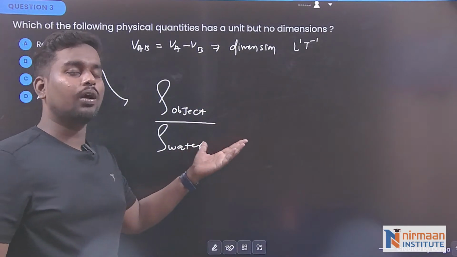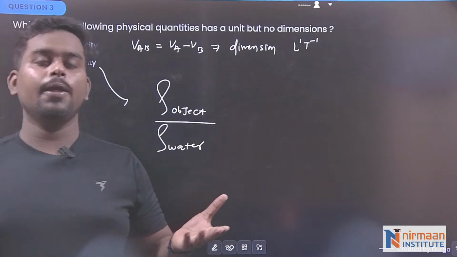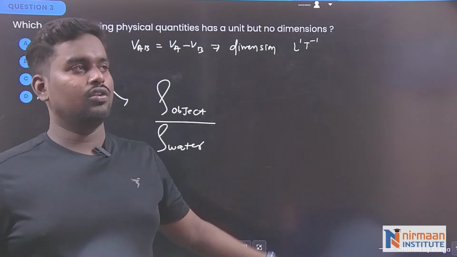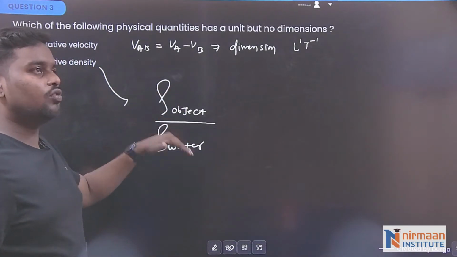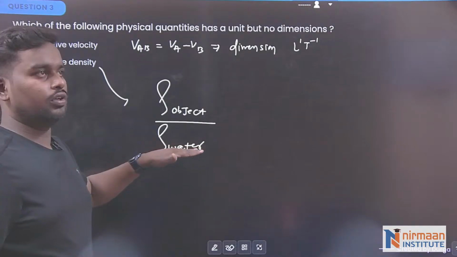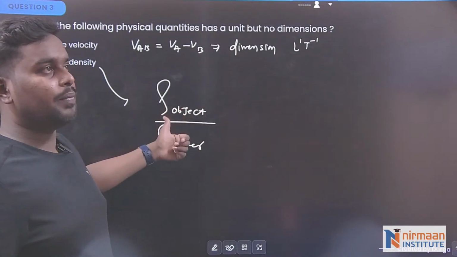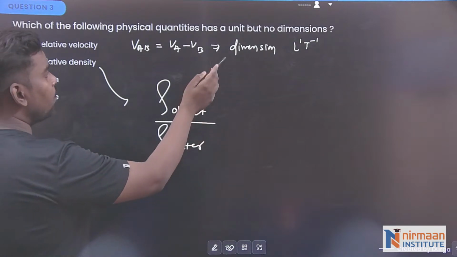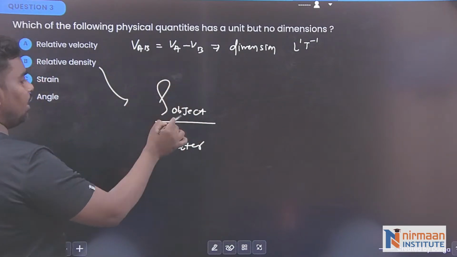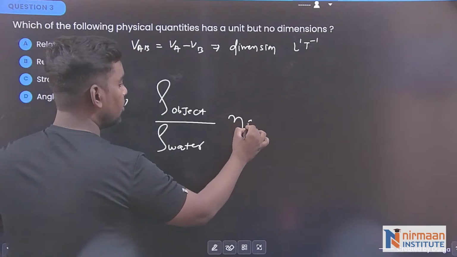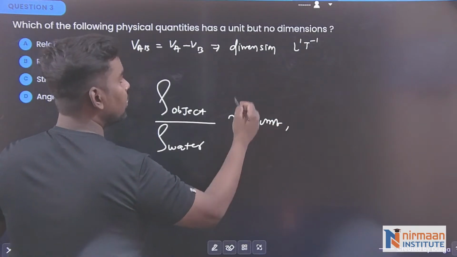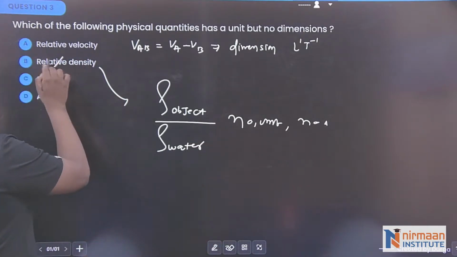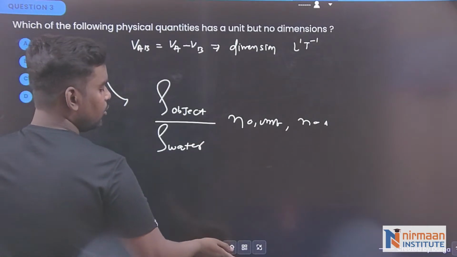So density by density will go, it will cut out. It will be a number but with no unit and no dimension. So the statement that it has a unit but no dimension will be wrong, because it has no unit and no dimension.